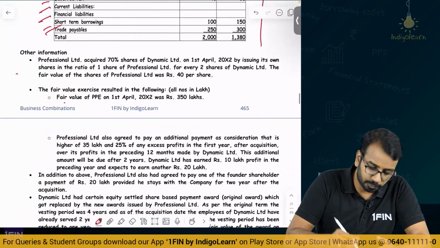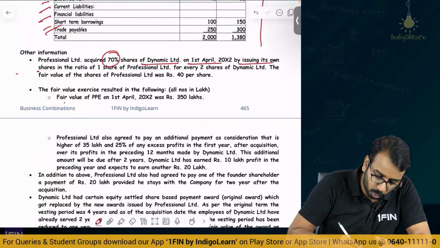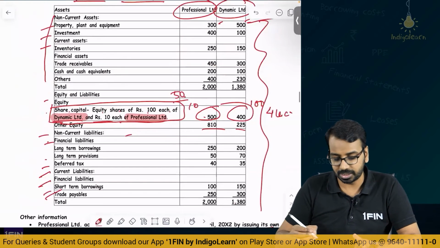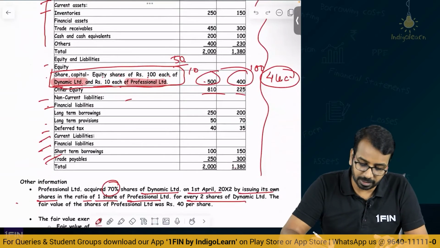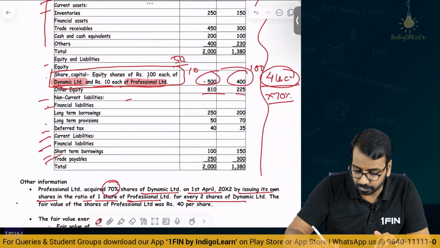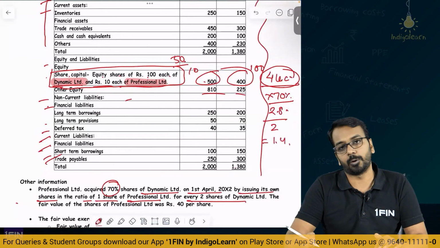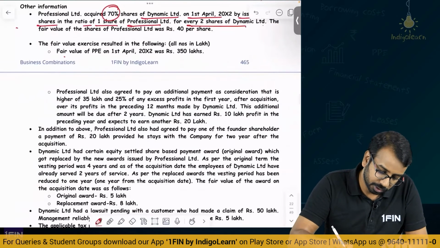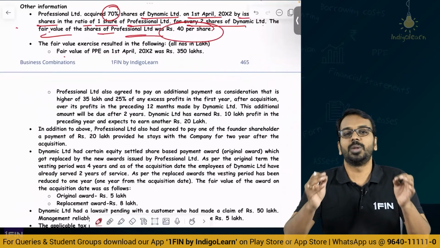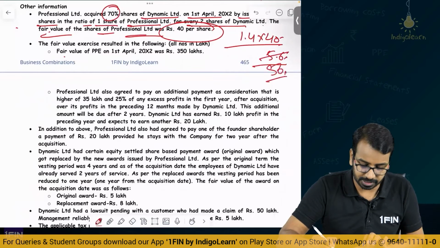Now Professional Limited acquired 70% of Dynamic Limited on 1st of April by issuing its own shares in the ratio of 1 share of Professional for 2 shares of Dynamic. How many shares did we calculate? 4 lakh. So we have calculated 4 lakh shares. How many have we acquired? We have acquired 70%. So 7 into 4, 2.8 lakhs we have acquired. For this, divided by 2, we will give 1.4 lakh shares. The fair value of shares of Professional Limited was 40 per share. So whatever consideration you gave, you will account for them at fair value. So we calculated 1.4 into 40, 56.